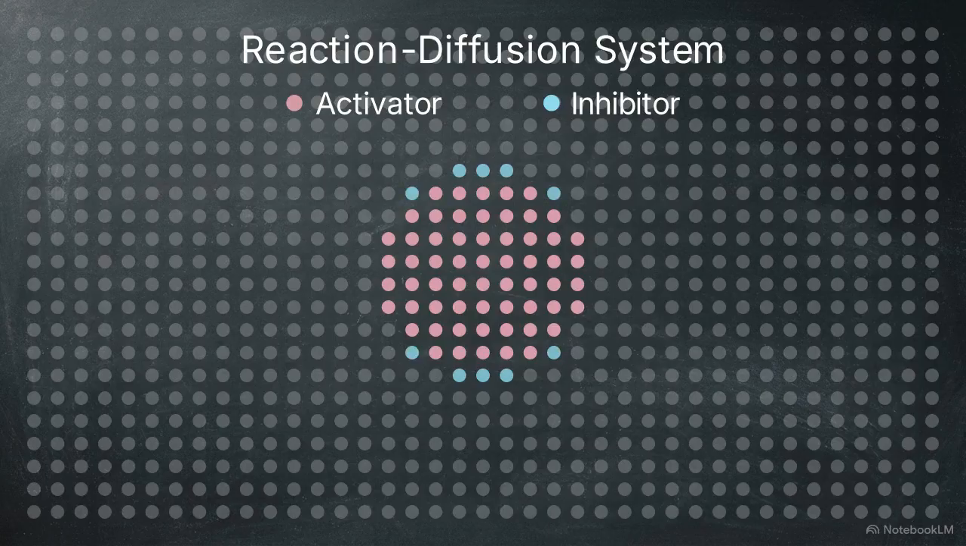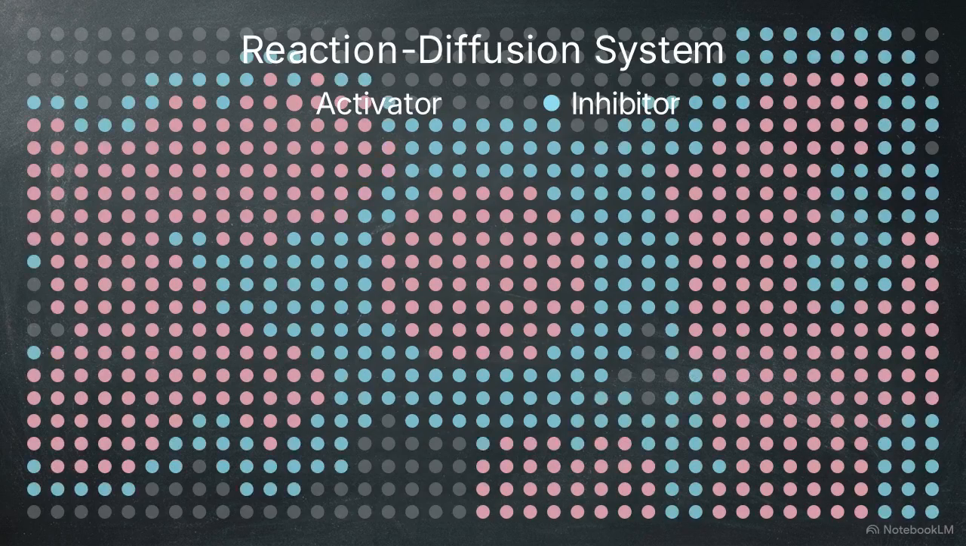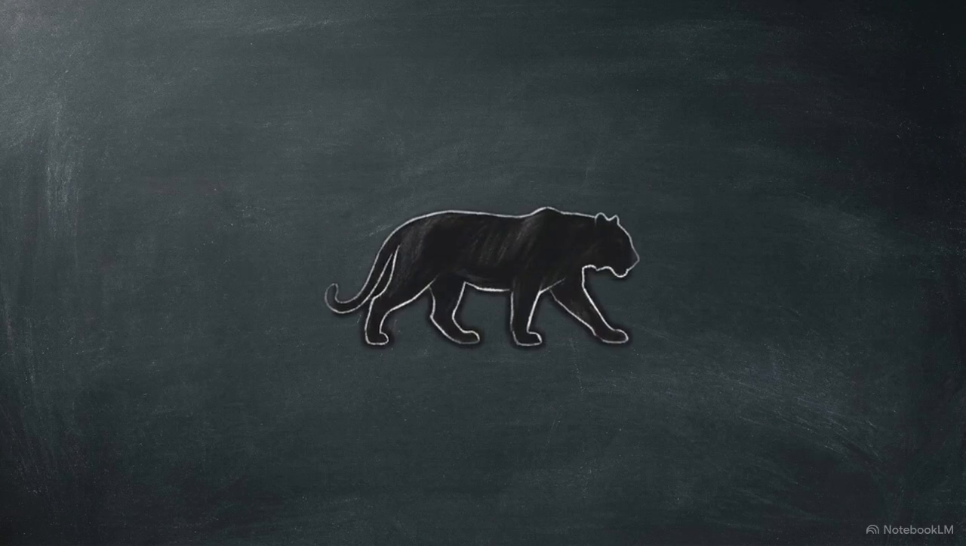This inhibitor actively suppresses the activator, but it diffuses at a strictly faster rate through the surrounding cellular tissue. Because the inhibitor moves faster, it overtakes and surrounds the activator. This competitive diffusion traps the activator in stable, localized bands, driving a completely homogeneous environment into a structured, heterogeneous state.